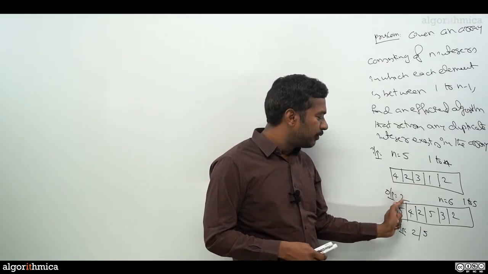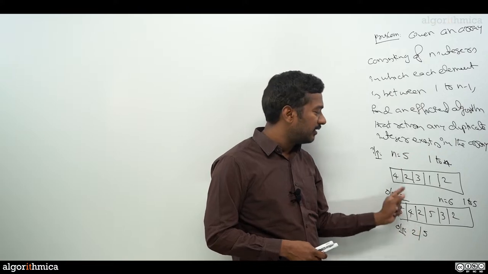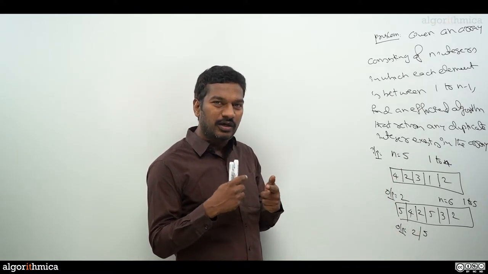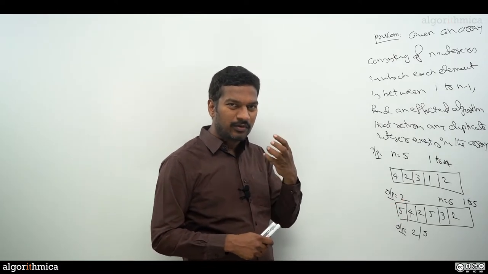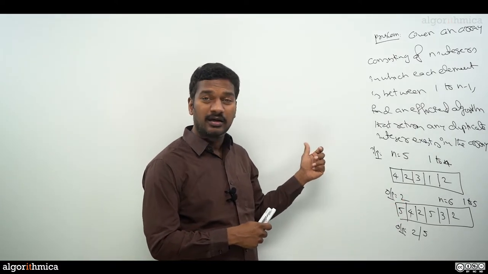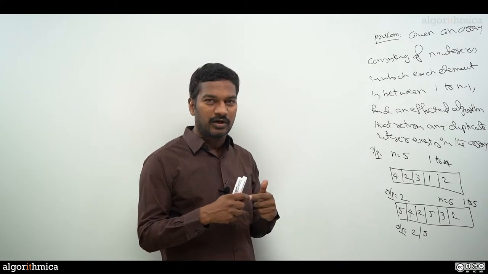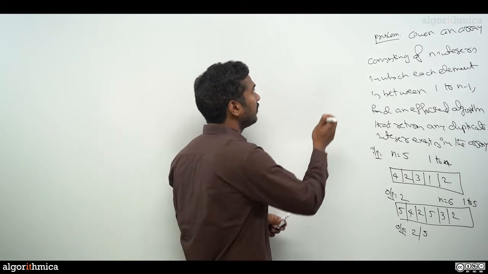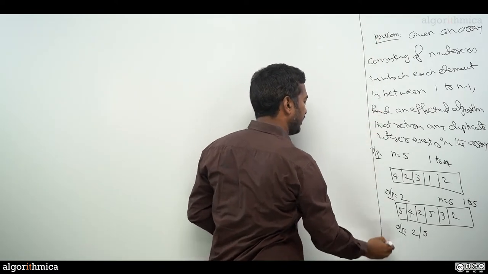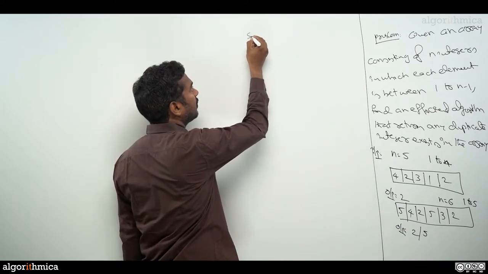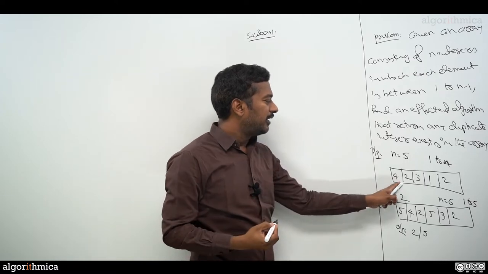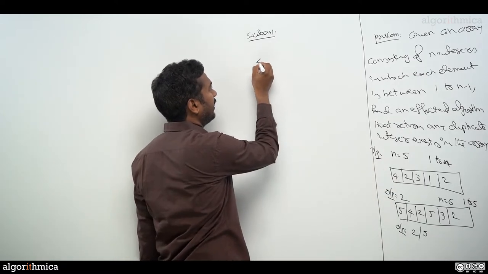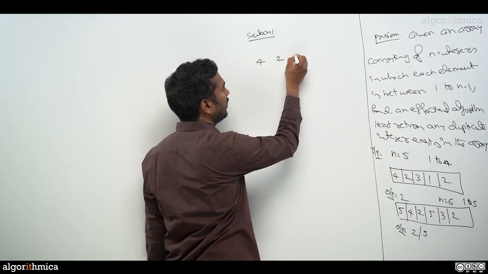The way I'm returning 2, or in this case 2 or 5, surely our mind is doing some kind of process to give this answer. Let's get out of that idea and see how to make it more systematic in nature. So let me write that as solution number one. Let me rewrite the data to understand how you really get the answer here: 4, 2, 3, 1, 2.